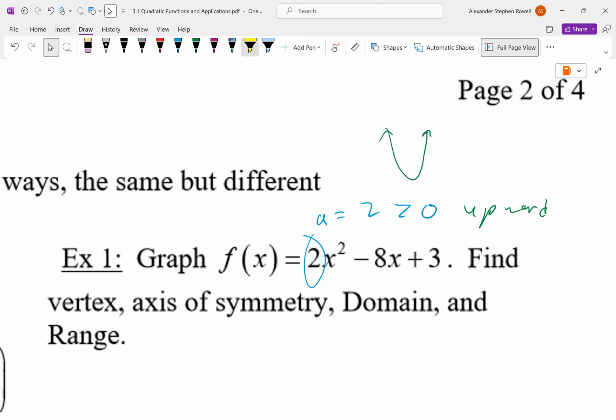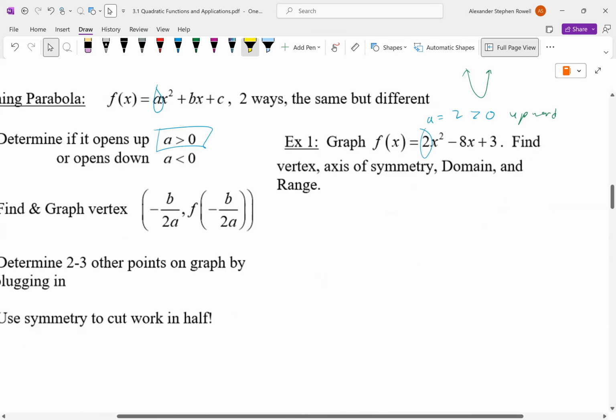A million squared is way bigger than just a million. So for large values of x, these don't matter. This will always win out. So that's why we care about the positive 2. The positive 2 means it's going to be going up. If it's negative, it'll mean it'll be going down.